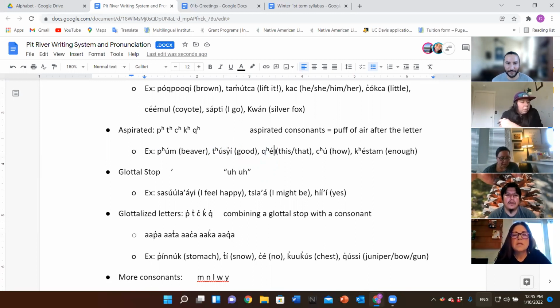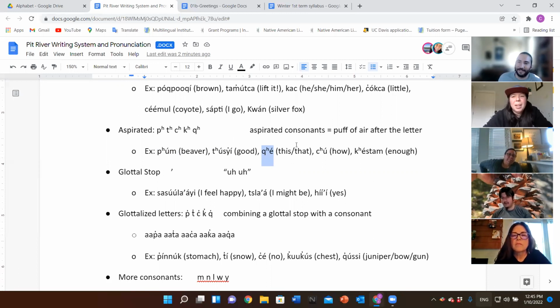It's a pretty short word, but it means this or that. K. Letty, k. It's from the back of your throat. Okay, it's closer, getting there. Kenwa, k.